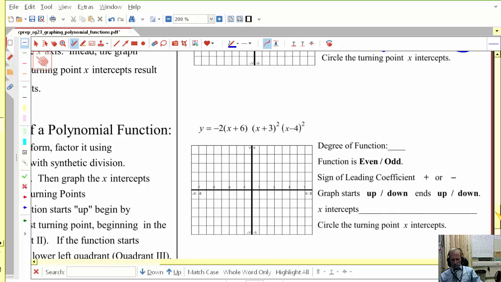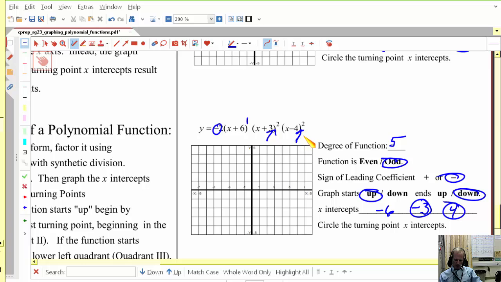All right, the degree of the next function, let's see, it's a 1, and 2 is 3, 3 and 2 is 5. It's an odd number. Negative is the sign of the leading coefficient, and that means odd. Negative means it starts up and ends down. My x-intercepts are -6, -3, and 4. And -3 and 4 have come from factors that have even exponents, so I'm going to circle those.